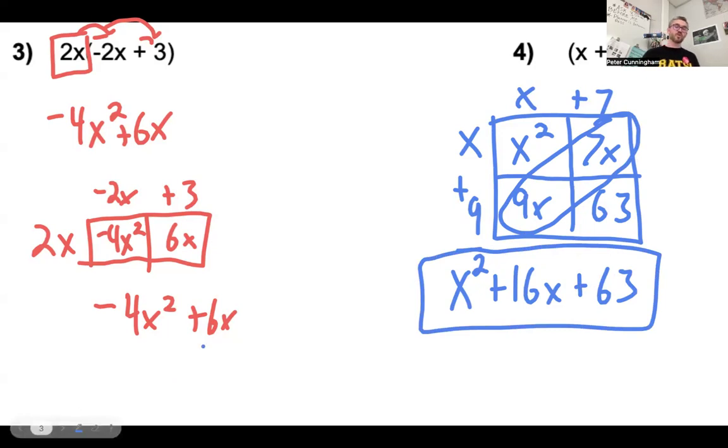So just be careful if the question is actually showing that they want to multiply or if they're separated by addition or subtraction, that means we're adding or subtracting.